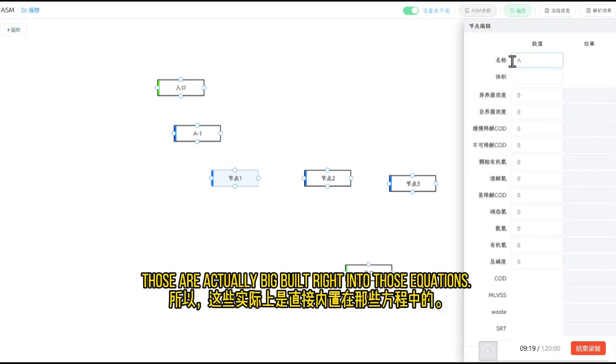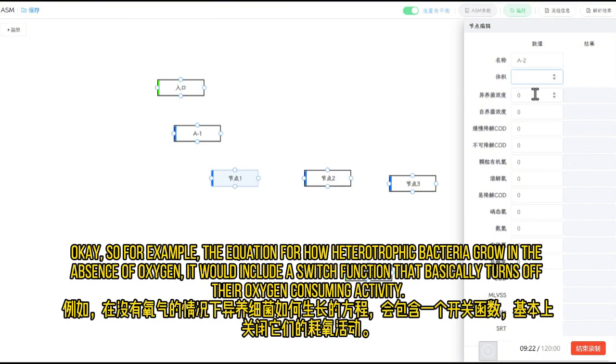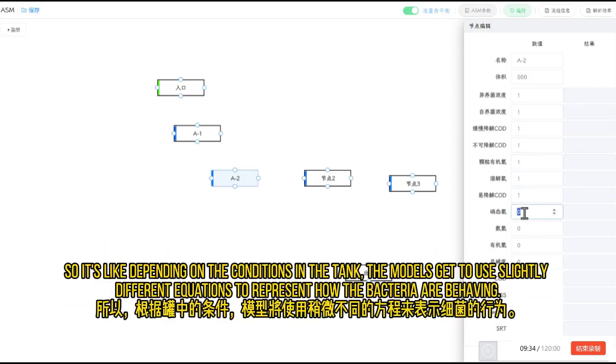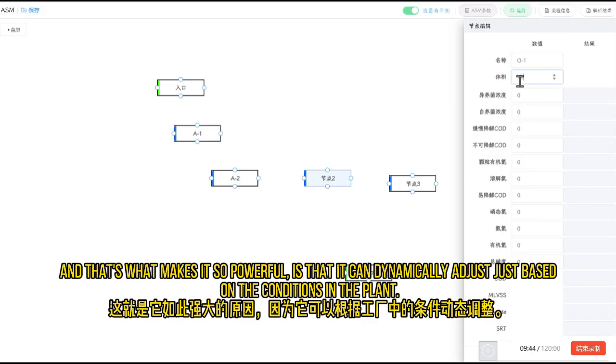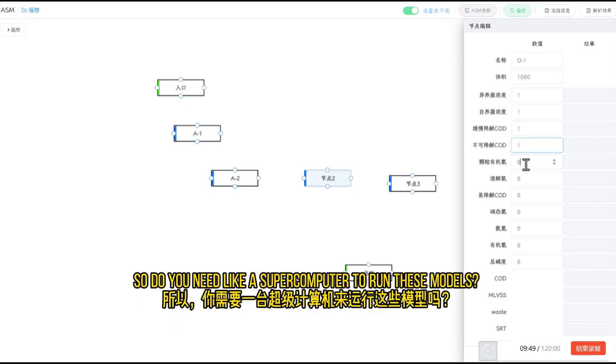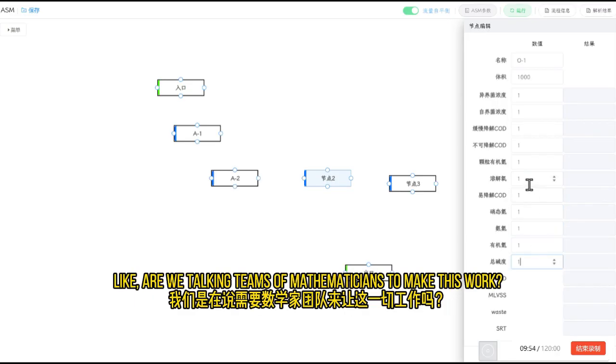Those are built right into those equations. For example, the equation for how heterotrophic bacteria grow in the absence of oxygen would include a switch function that turns off their oxygen consuming activity. So depending on the conditions in the tank, the model uses slightly different equations to represent how the bacteria are behaving. Exactly. That's what makes it so powerful: it can dynamically adjust based on the conditions in the plant. This is getting complicated. So, do you need a supercomputer to run these models? Are we talking teams of mathematicians to make this work?